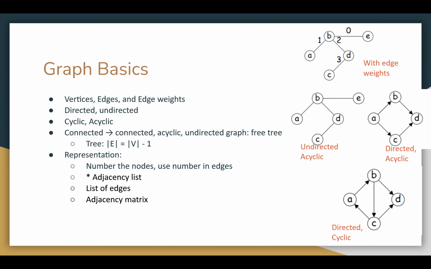And then I'll talk about some representations of graphs. In actual implementations, we will represent the nodes with numbers and use the numbers to represent the edges. To represent the edges, the most common and best way to implement that is to use an adjacency list. However, you can also use a list of edges or an adjacency matrix, but that would be worse runtime-wise: O of V squared, compared to an adjacency list, which has a runtime of O of V plus E.